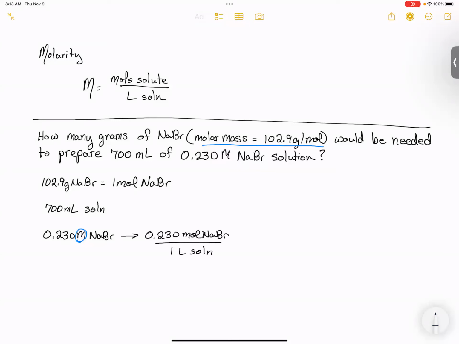Now, the next question is: what piece of information am I going to begin my calculation with? What is my starting quantity? I'm getting all sorts of answers. And here's how I decide which answer to go with. I look for something that has only one unit. So in this particular case, I'm going to start with the 700 milliliters of solution, and I'm going to convert that into grams of NaBr.